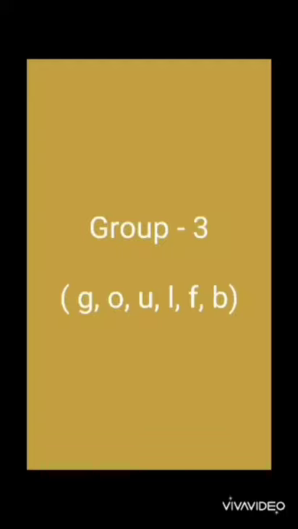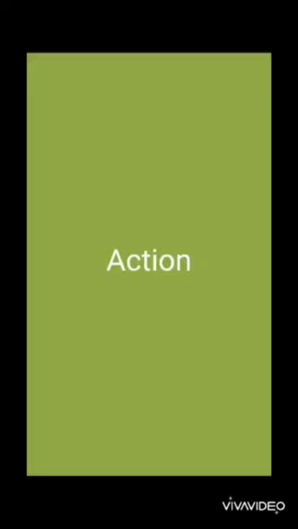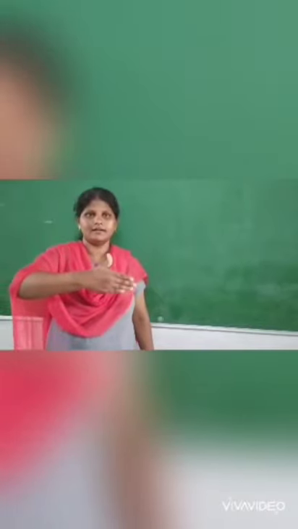Children, tell me what is the name of this letter? The name of this letter is G. Can you tell me what is the name of this letter? G. Then the sound of this letter is G. Children, tell me what is the sound of this letter? G. Next, let us say the sound with action. Children, keep your hand like this and do like this and say g, g, g, g, g. Let us do the action and sing along with the song.